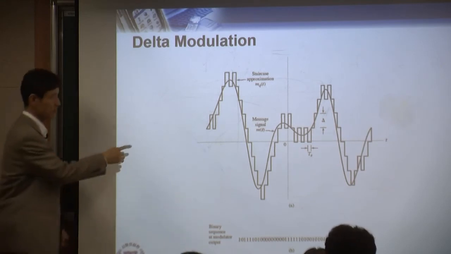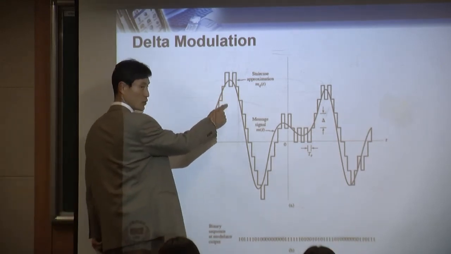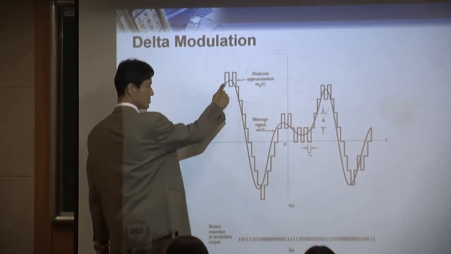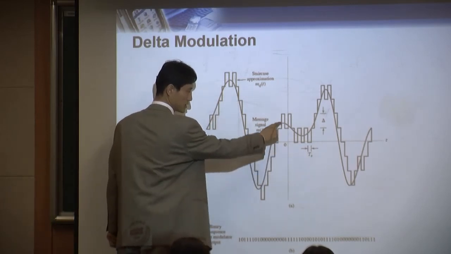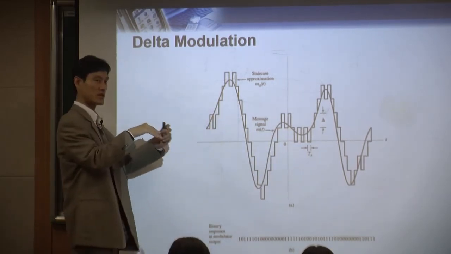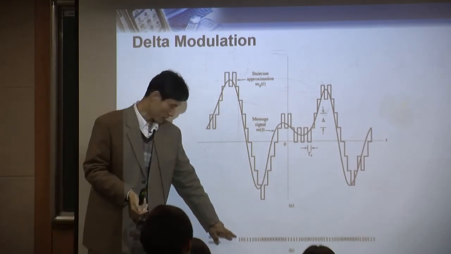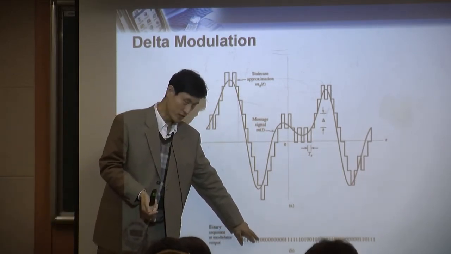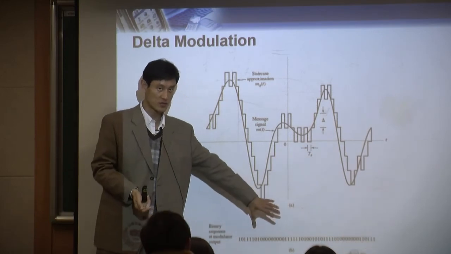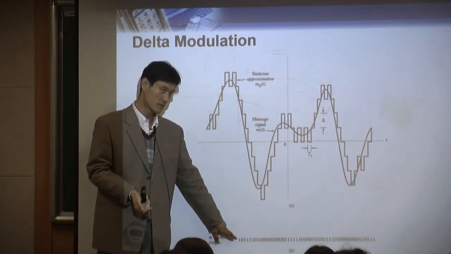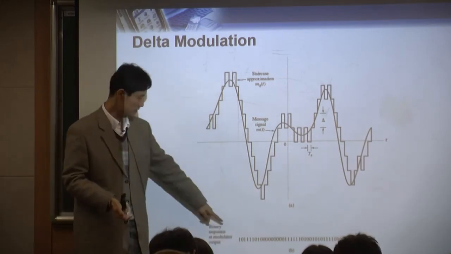Based on that, if you look at the output, what's going to be the output? The input is this message, this smooth curve going into the delta modulation. What is the output of delta modulation? This one: 1 0 1 1 1 1 0 1 0 0. That's the output of delta modulation. So what does that mean? 1 means up, 0 means down.